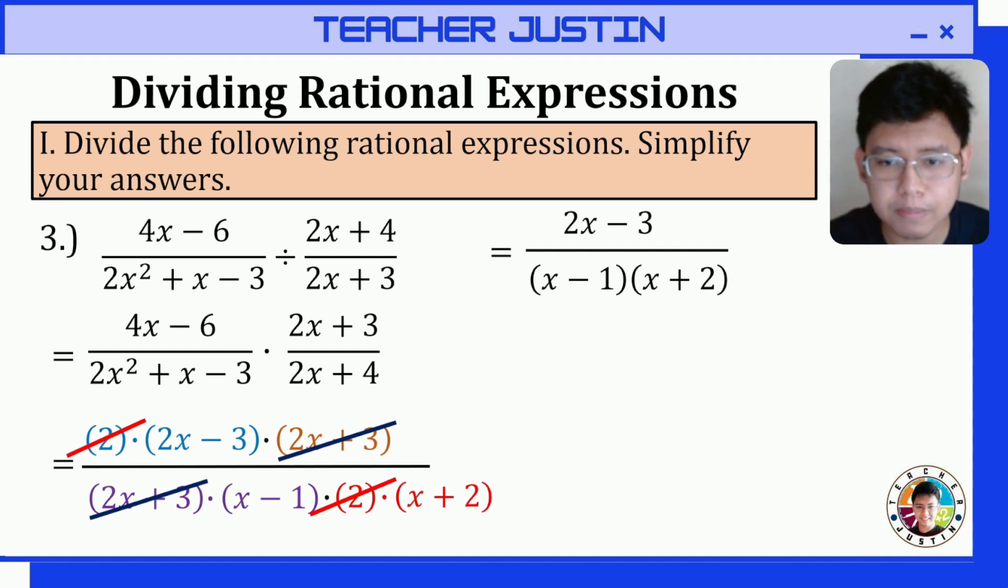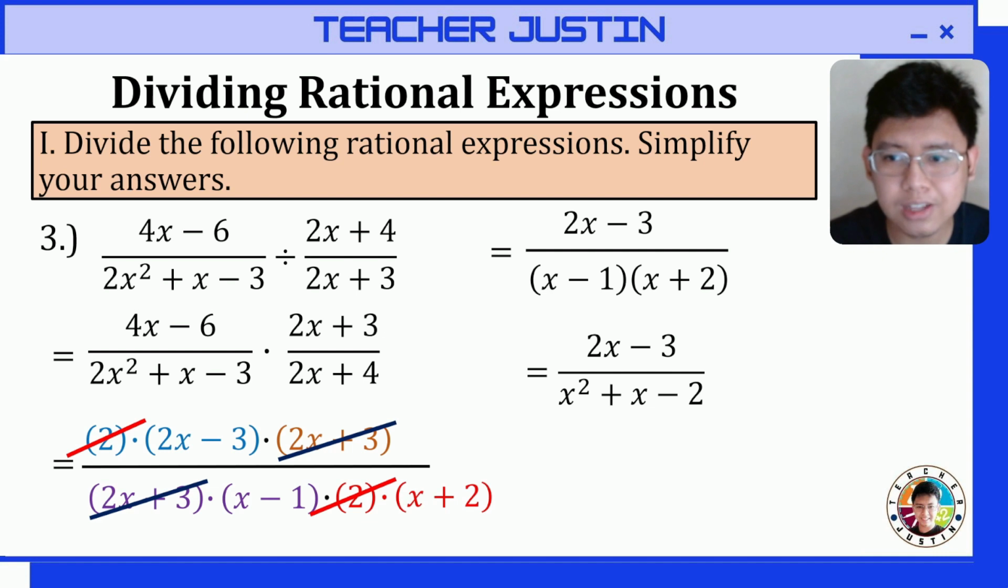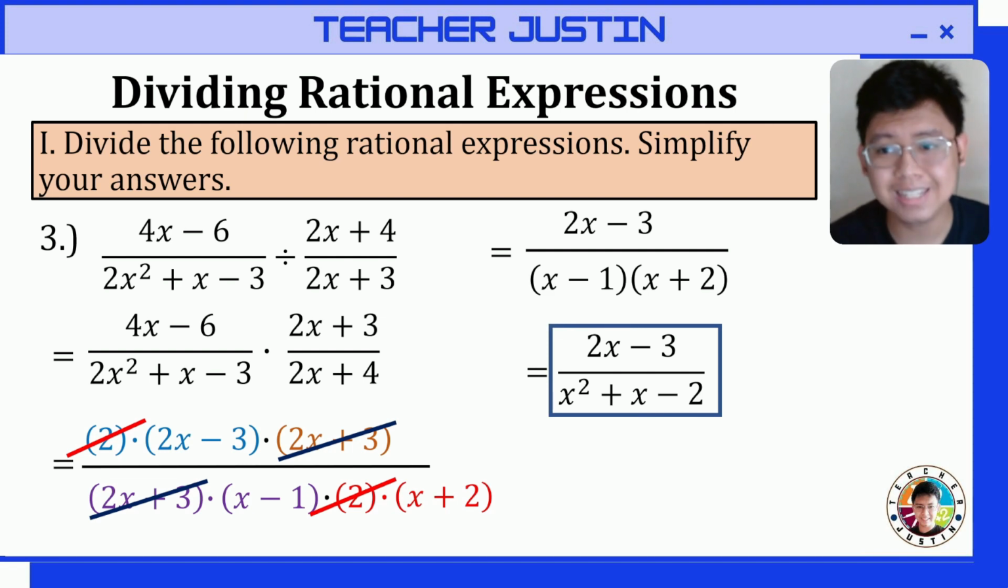Now, let's multiply x minus 1 and x plus 2. That will give us a product of x squared plus x minus 2. So, the final answer, the quotient of our two rational expressions, will be 2x minus 3 all over x squared plus x minus 2. And that's it. That will be our final answer.